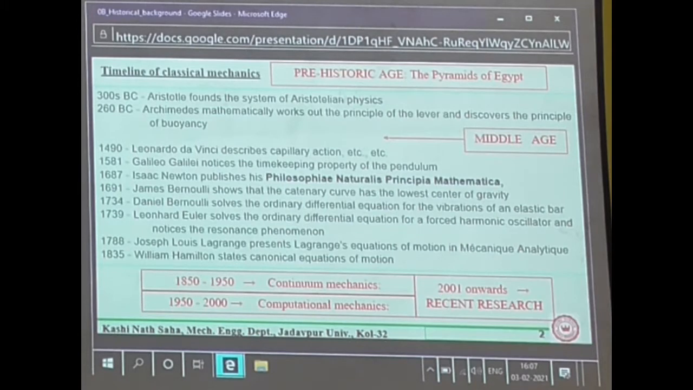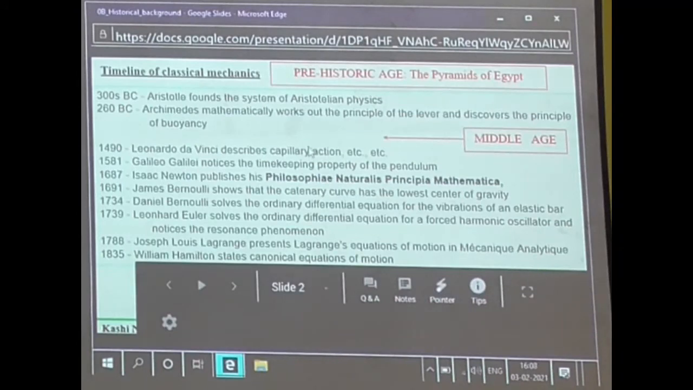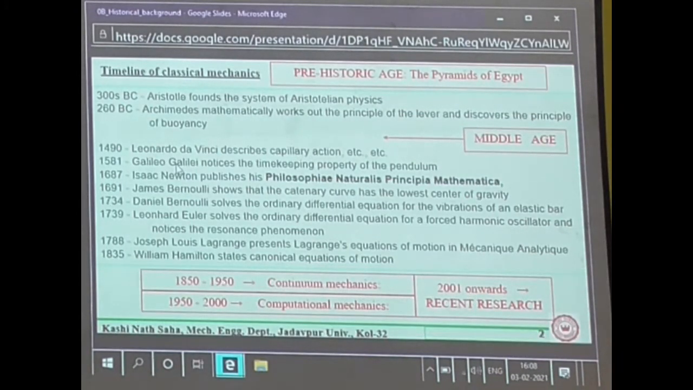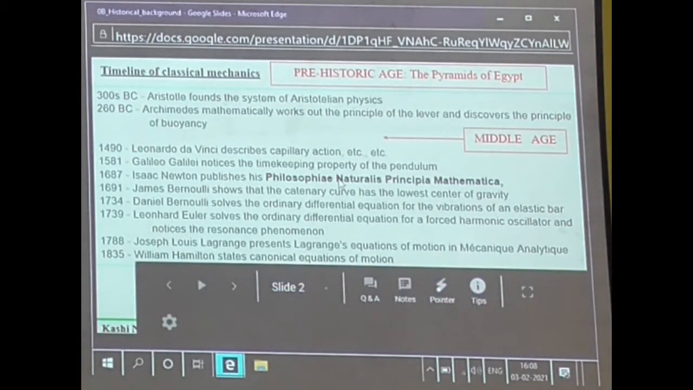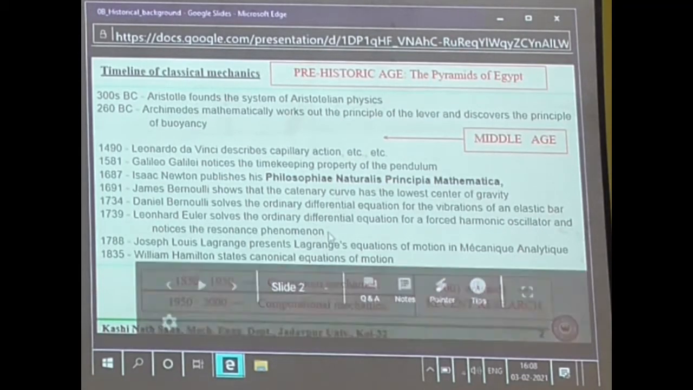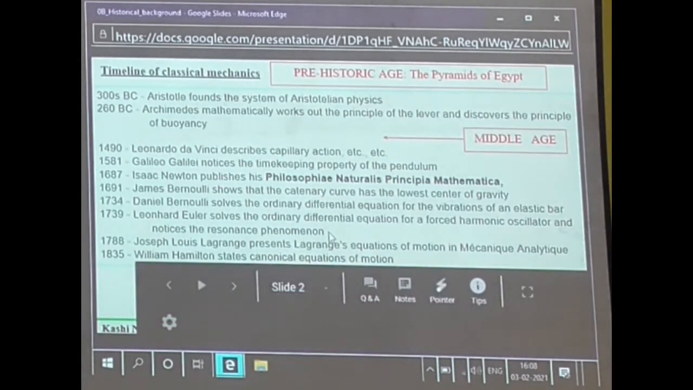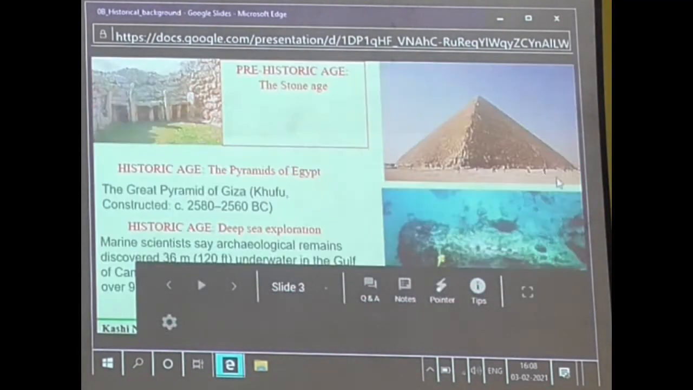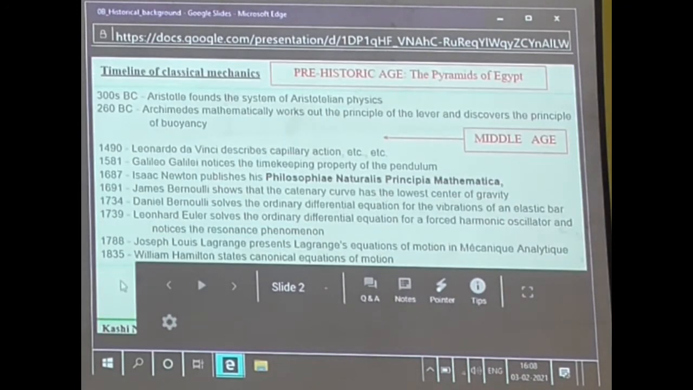And then there are some developments in prehistoric age. After that, there is a middle age. We'll go into the further detailings of that. Then comes the development in science, the renaissance in science, you can say. The contribution of these scientists, okay, that we are not going to discuss their contribution individually. Something is written there.